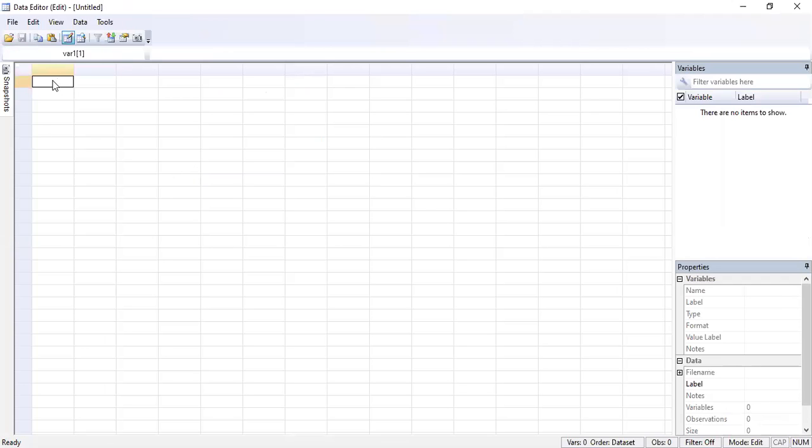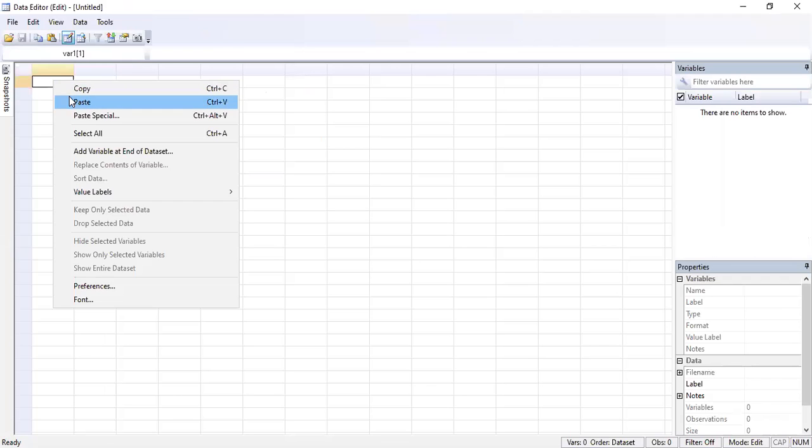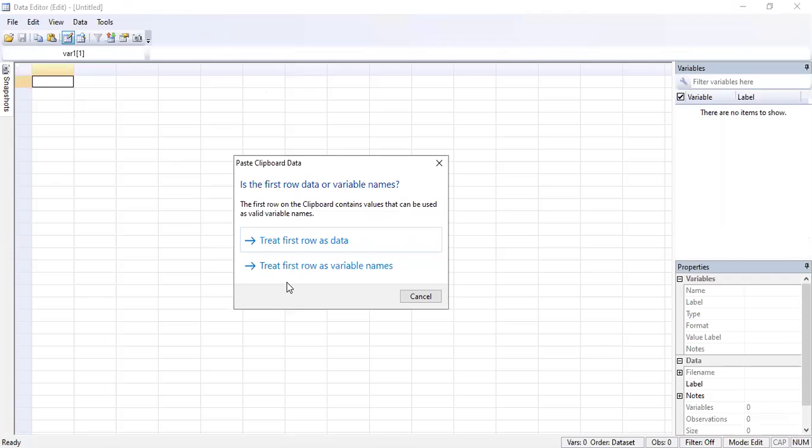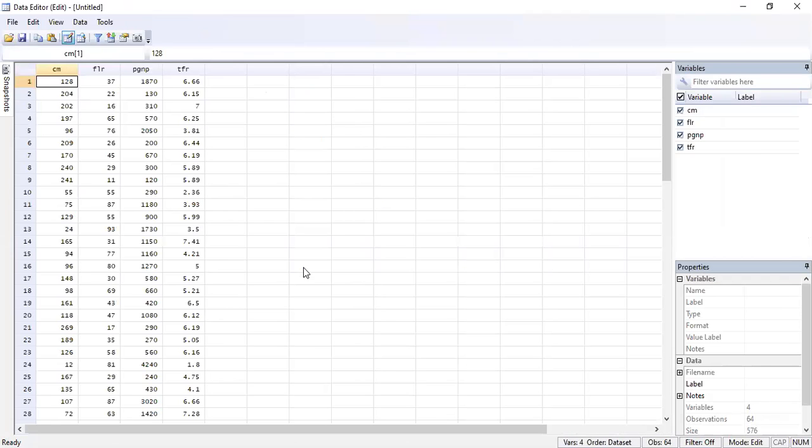So we'll paste the data. When you paste it, it will ask how to treat the first row. Treat the first row as the variable names, then you get all the data in here. I'll erase this, then I'll close this.